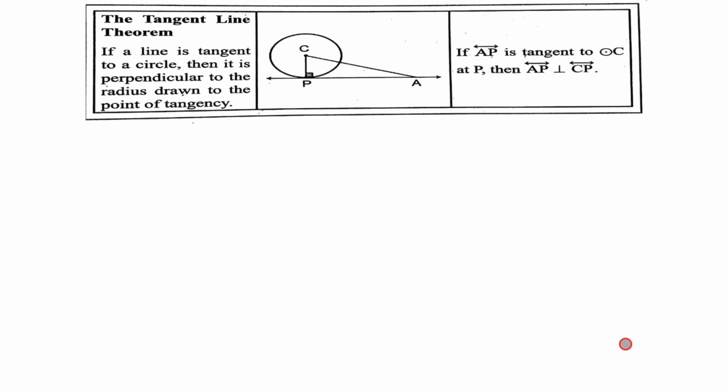Next is the tangent line theorem. The tangent line theorem is: if a line is tangent to a circle, then it is perpendicular to the radius drawn to the point of tangency. As you notice in this diagram, if line AP is tangent to circle C, circle C kasi yung center ng circle natin ay C, and P is the point of tangency, then line AP is perpendicular to line CP.